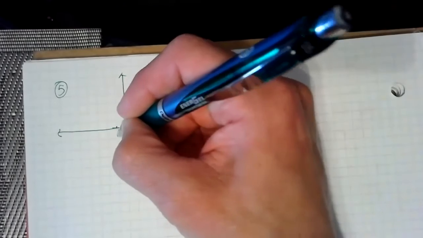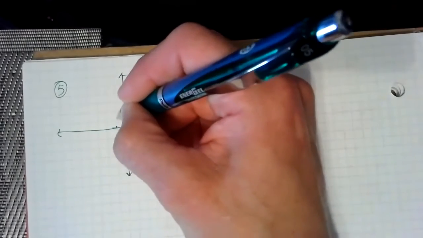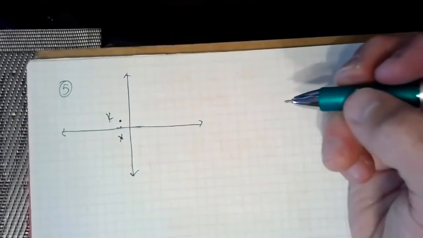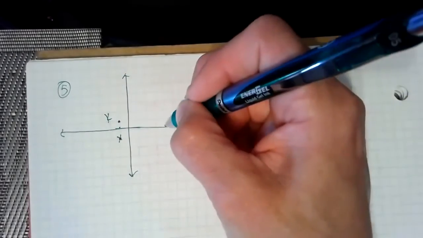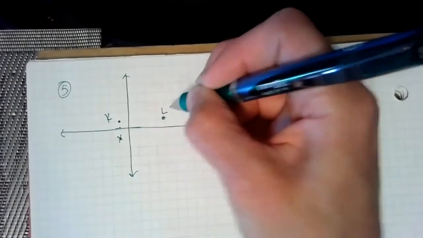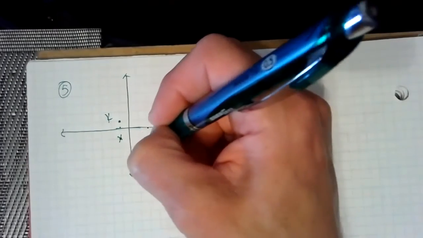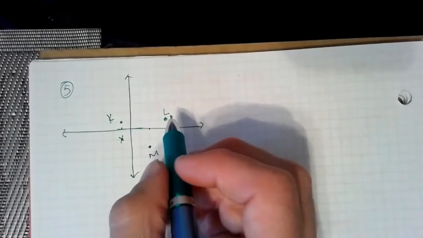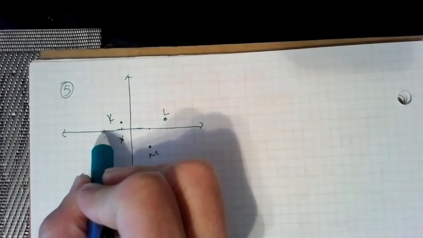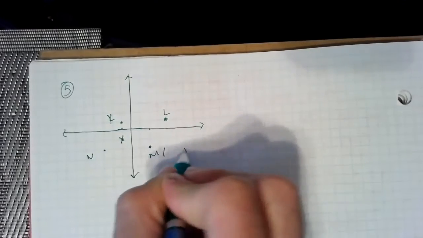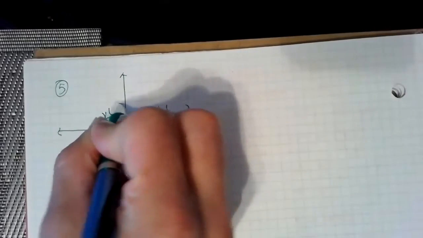So I have K at negative 1. Oops, that's wrong already. Negative 1, comma 1. I have L at 4, comma 1. I have M at 2, negative 2. And then I have N at negative 3, negative 2. Notice that I didn't write tick marks at this time.